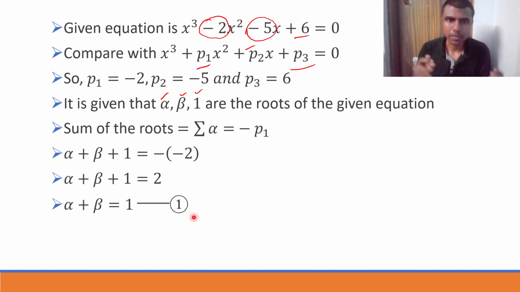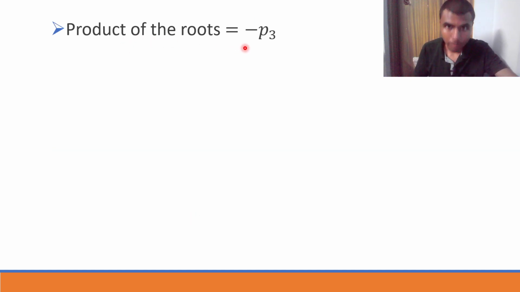Now I used the sum of the roots concept to get one equation. We have two variables, alpha and beta, so I need at least two equations. Now how am I going to get my second equation? Product of the roots. Product of the roots is nothing but minus p3. This is another formula which you can remember. Once you convert and get p1, p2, p3, you can use this. Product of the roots is minus p3.